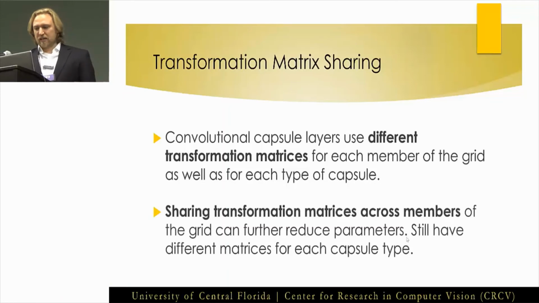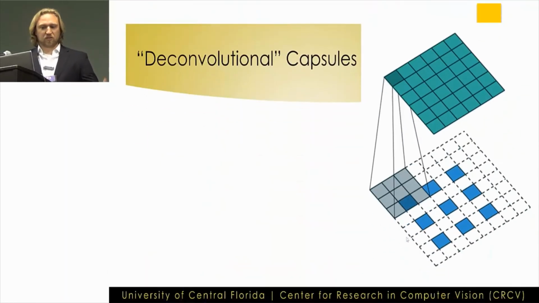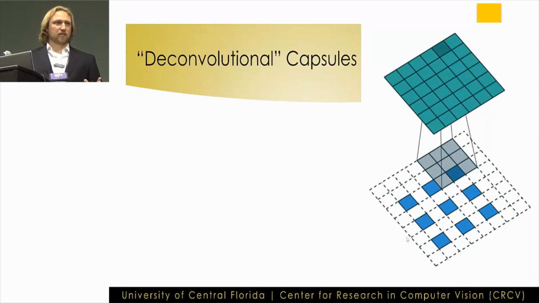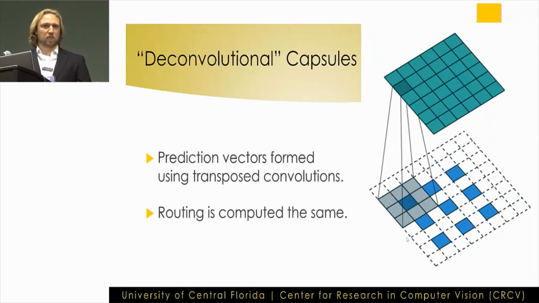Deconvolutional capsules are exactly what you think they are. The prediction vectors are formed using transposed convolutions, and the routing is still performed exactly the same. It's just how we're forming our predictions.